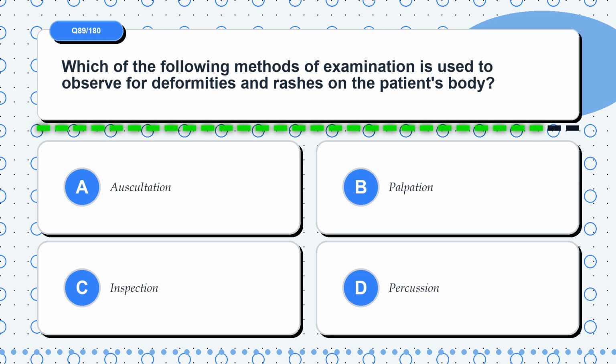Question 89. Which of the following methods of examination is used to observe for deformities and rashes on the patient's body? Here are the options. Option A, Auscultation. Option B, palpation. Option C, Inspection. Option D, Percussion.